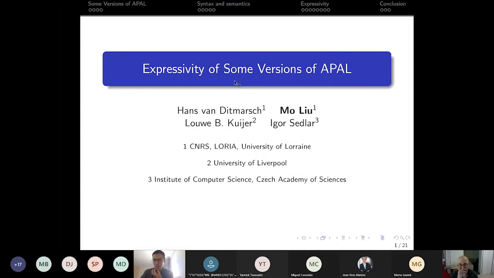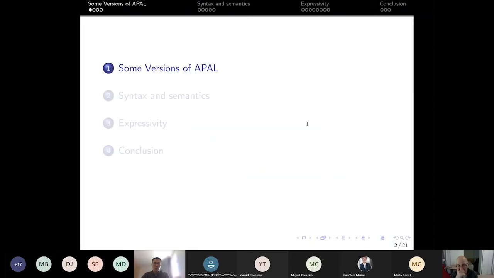So, good afternoon, everyone. I'm going to talk about expressivity of some versions of arbitrary public announcement logic. This is joint work with Hans van Ditmarsch and Mo Liu. This is me, Louis Couillard, this is my co-supervisor, and Igor Sadler. Okay, I will introduce some versions of arbitrary public announcement logic at first, and then I will give the definition of syntax and the semantics of them. And the main purpose is to show the expressivity of them.